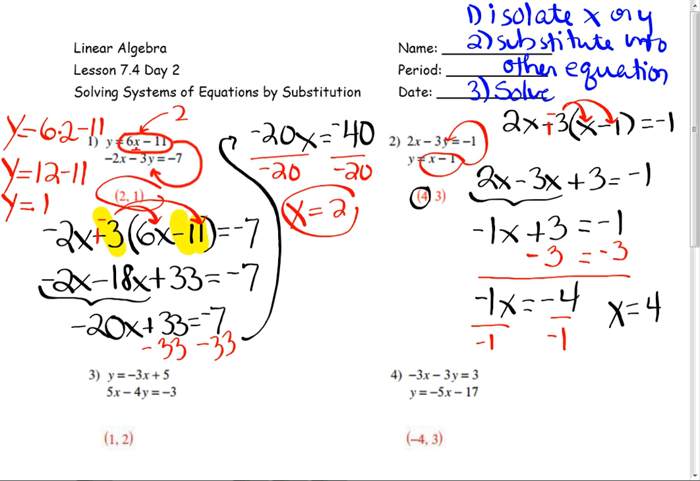Now, then you put it back in what? Yeah, I just put this 4 back in here. I'll bet it's 3.